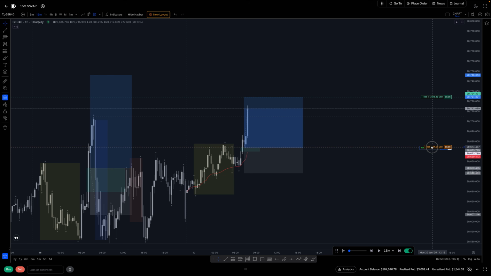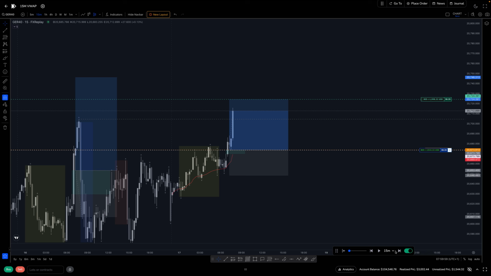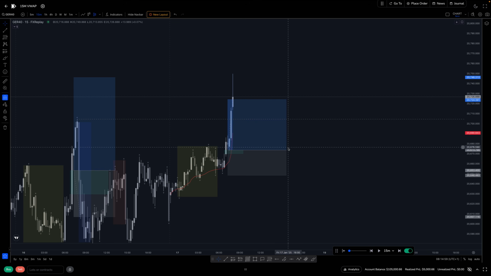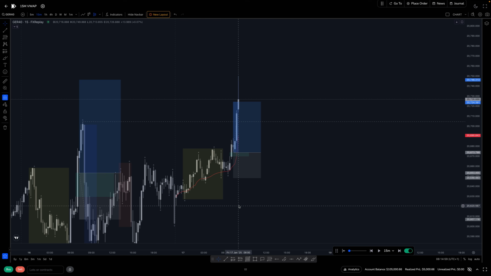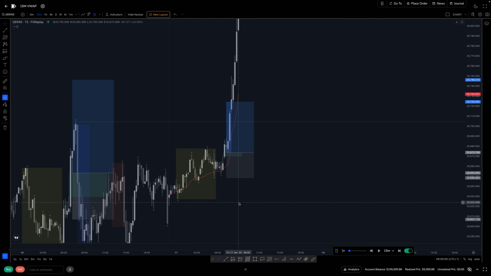Straight break even within the next candle. Absolutely beautiful trade. And then boom, take profit has been hit. So again, we're currently up 5% for the month so far. 17th of January, looking very, very good month.